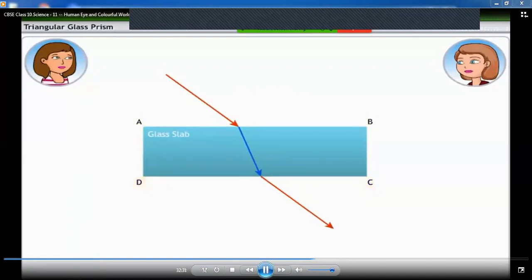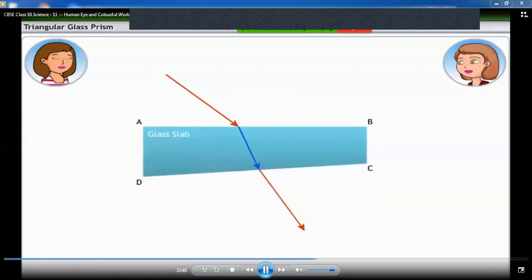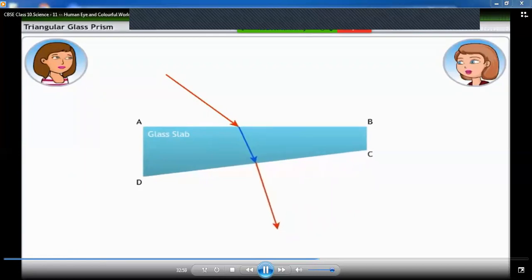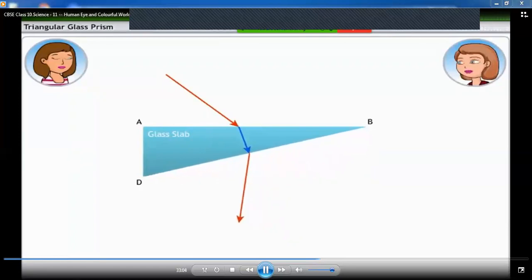The surfaces of the slab represented by AB and CD are parallel. Hence, the emergent ray is parallel to the incident ray. We truncate the surface of the slab represented by CD so that the cross-section now forms a trapezium as shown. As you can see, now the emergent ray is not parallel to the incident ray anymore. As we continue truncating the slab, the direction of the emergent ray keeps changing as shown.